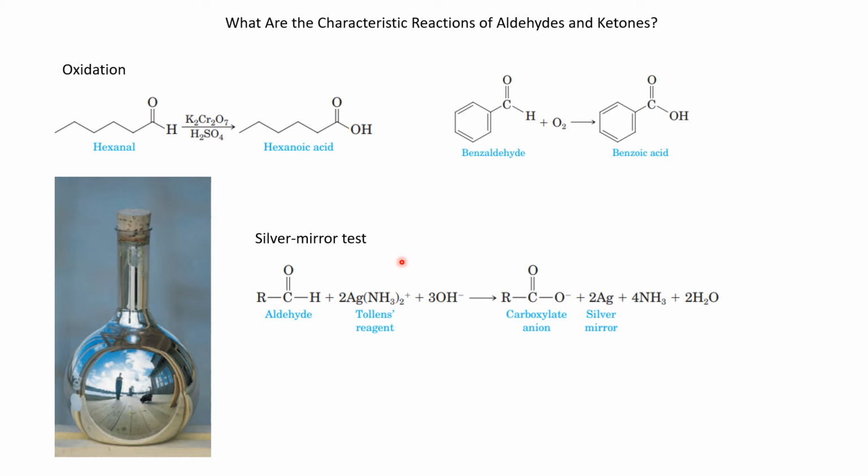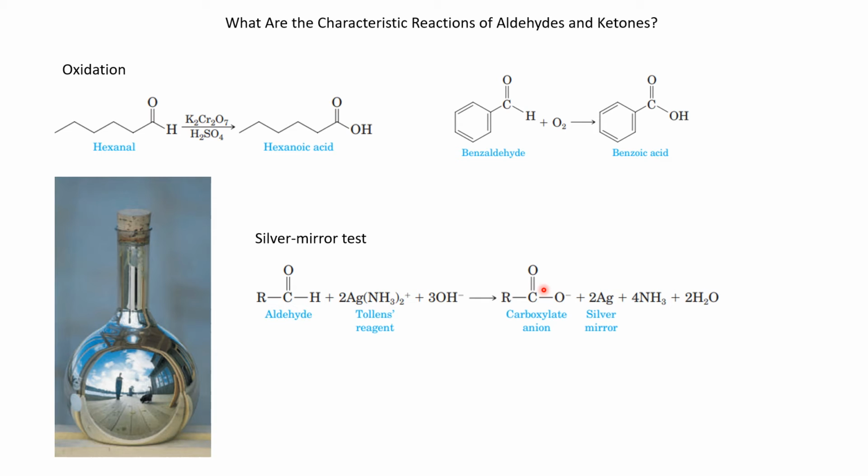If the remaining solution is acidified with HCl, the carboxylate ion RCOO-, formed during the aldehyde's oxidation, is converted to the carboxylic acid RCOOH.